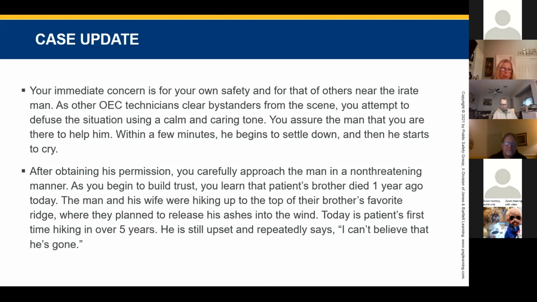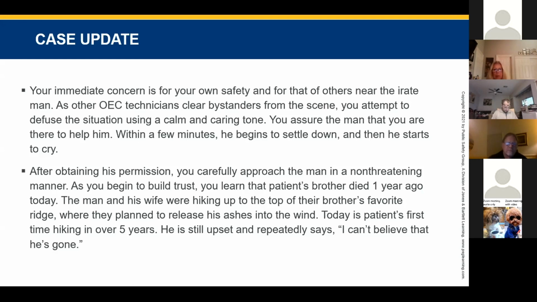After obtaining his permission, you carefully approach the man in a non-threatening manner. As you begin to build trust, you learn that the patient's brother died one year ago today. The man and his wife were hiking up to the top of their brother's favorite ridge, where they plan to release his ashes in the wind. Today is the patient's first time hiking in over five years. He's still upset and repeatedly says, "I can't believe that he's gone."